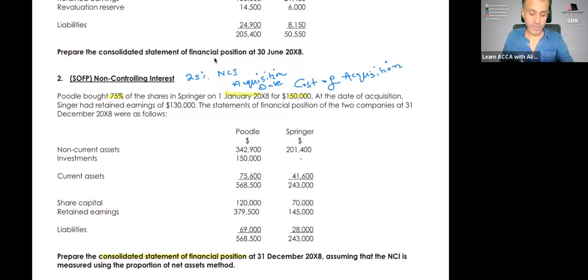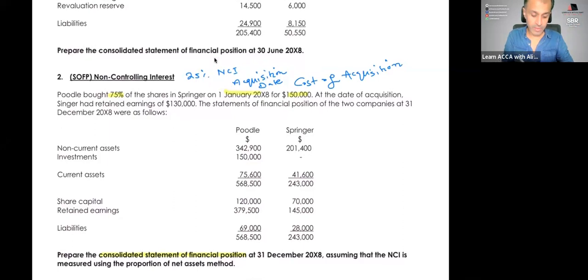Springer had this much of retained earnings. Singer or Springer? We can change the name on either of the two sides. Let's change that name to Singer. No, we have Springer over here, so this needs to be changed to Springer.